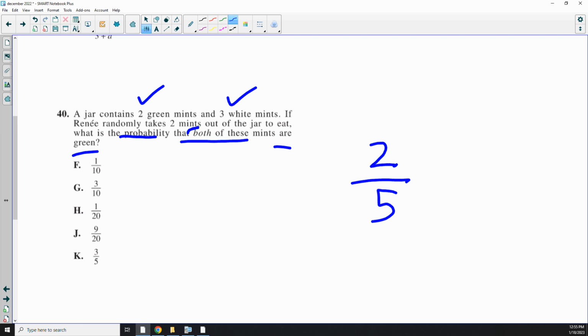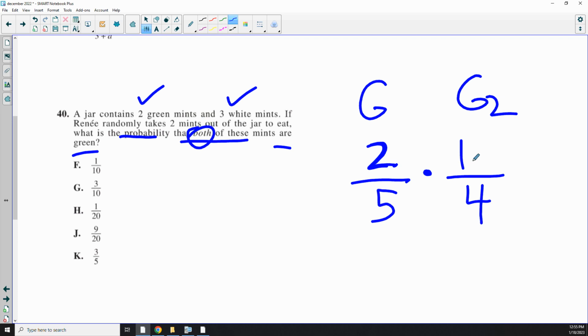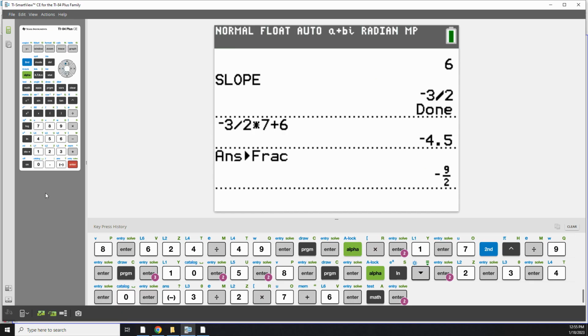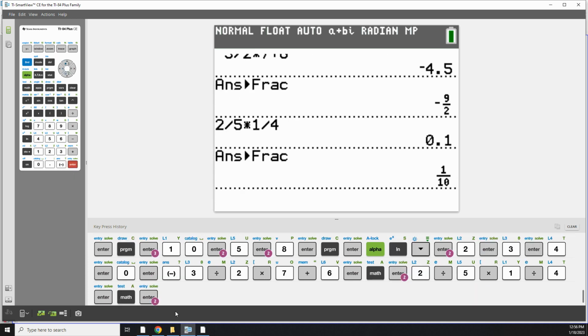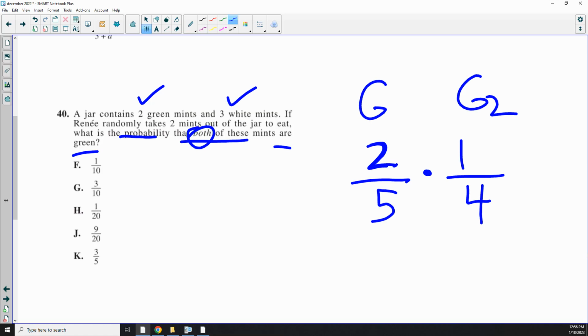But now I have to do it twice. So I have to pick a green and now select another green. So how many mints are there left? 4. And there ain't 2 greens no more. There's only 1. This is reduced counting. And you get 2 over 5 times 1 over 4. Matha Fracca. That's a tough one. It's counting is reduced to get the answer 1/10, which is F.